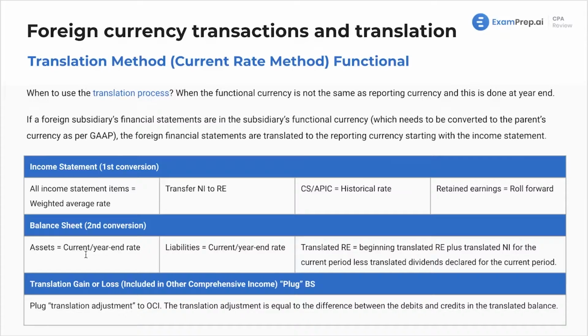We use our current year-end rate for the assets, right? Whatever that date is, generally it's going to be the year-end unless we're doing middle of the year or something. Same with liabilities. However, like I did say, we are going to use the historical rate for inventory or anything else that is valued at historical rate. Translated retained earnings, so beginning translated retained earnings plus translated net income for the current period, less translated dividends declared for the current period. This is the whole process.